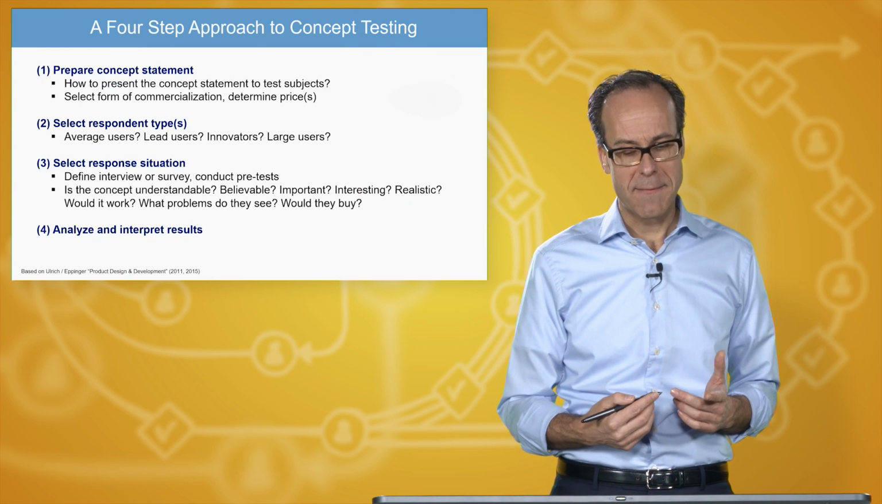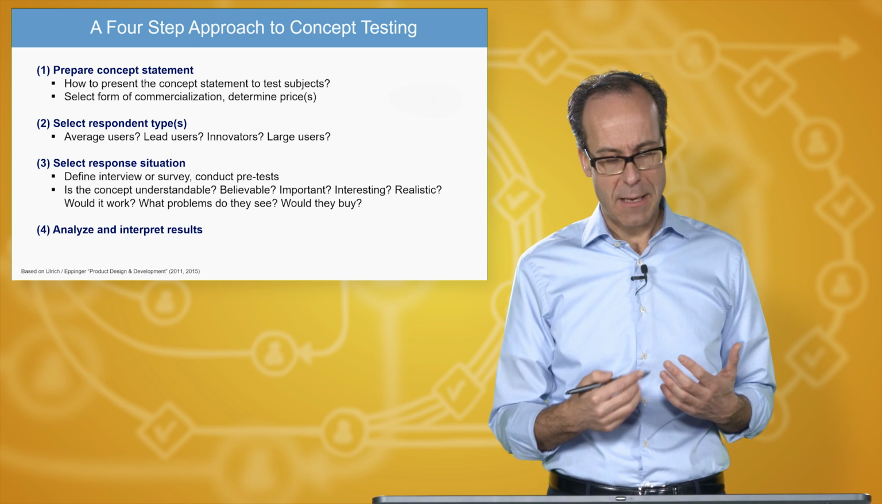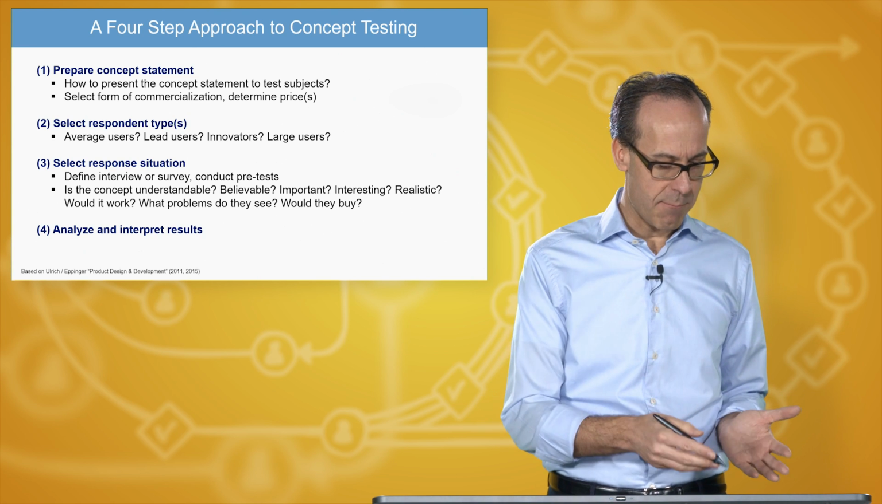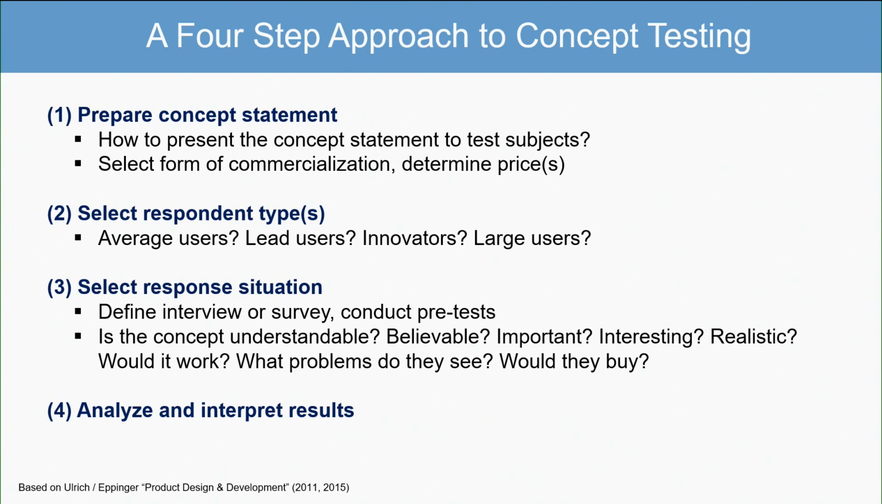So concept testing is done with four steps, and I build here again on Ulrich and Eppinger from their book Product Design and Development. So the steps are, we really have to prepare the concept statement in the right way. We have to select the respondents. We have to define the situation, how the respondents give feedback. Is it in a personal interview, in a field test, in an online survey? And then, of course, we have to analyze and interpret the results.